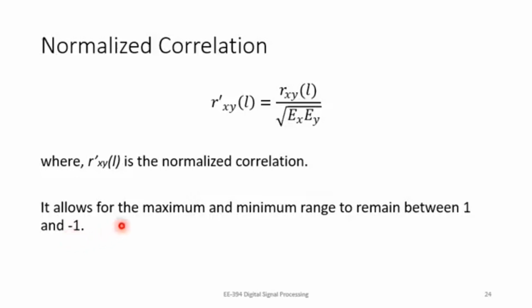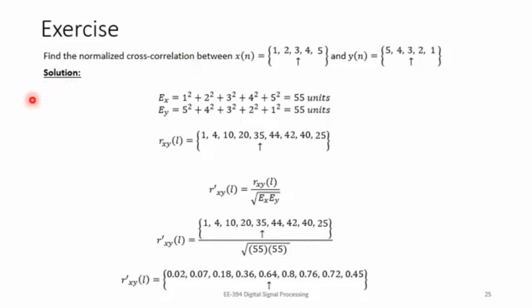When you have these ranges, it starts giving you the sense of the degree of similarity. So let's look at the previous example. Now let's look at how the normalized correlation works. So we have the normalized correlation between the signal x[n] and y[n], and we have already computed their cross correlation as this, and there we had these numbers 1, 4, 10, 20, 35, 44, 42, 40 and 25, and we do not have any sense of what these numbers mean.